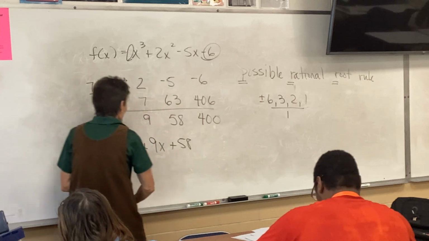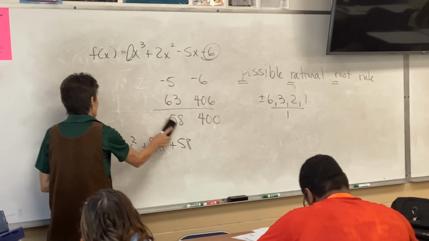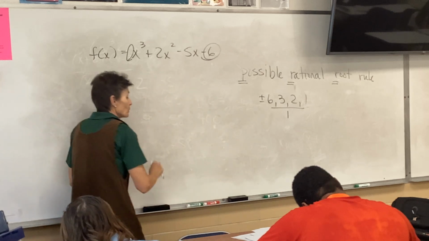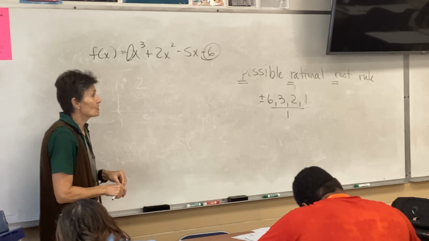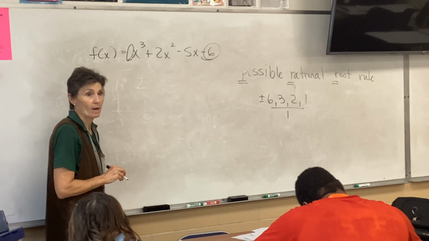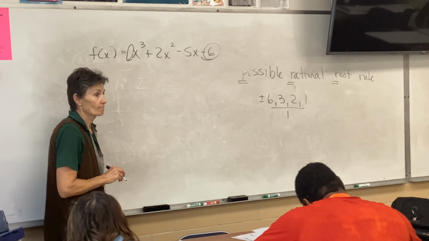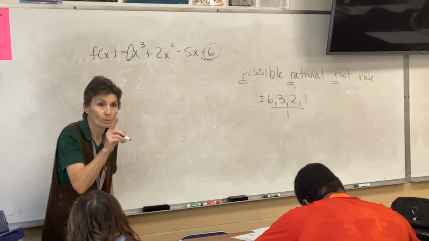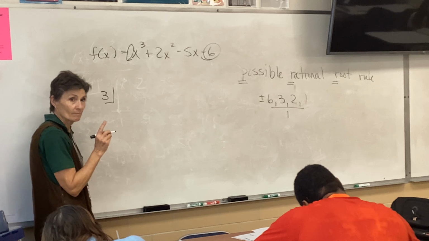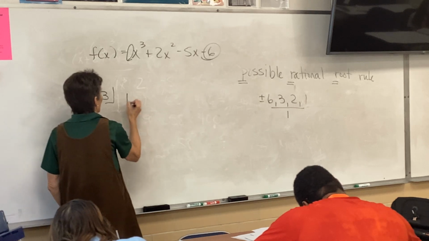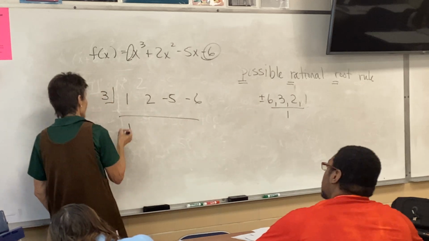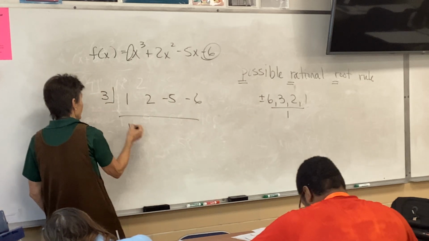So let's start over and let's guess a number from our list. Remember, you can do positive or negative. So what do you think? Anybody have a guess? What are you gonna try? We're gonna try something. What'd you say, Willow? 3. Willow wants to try 3. Here we go. Positive 3. Okay. So 1, 2, -5, -6. Remember, we dropped this one straight down.